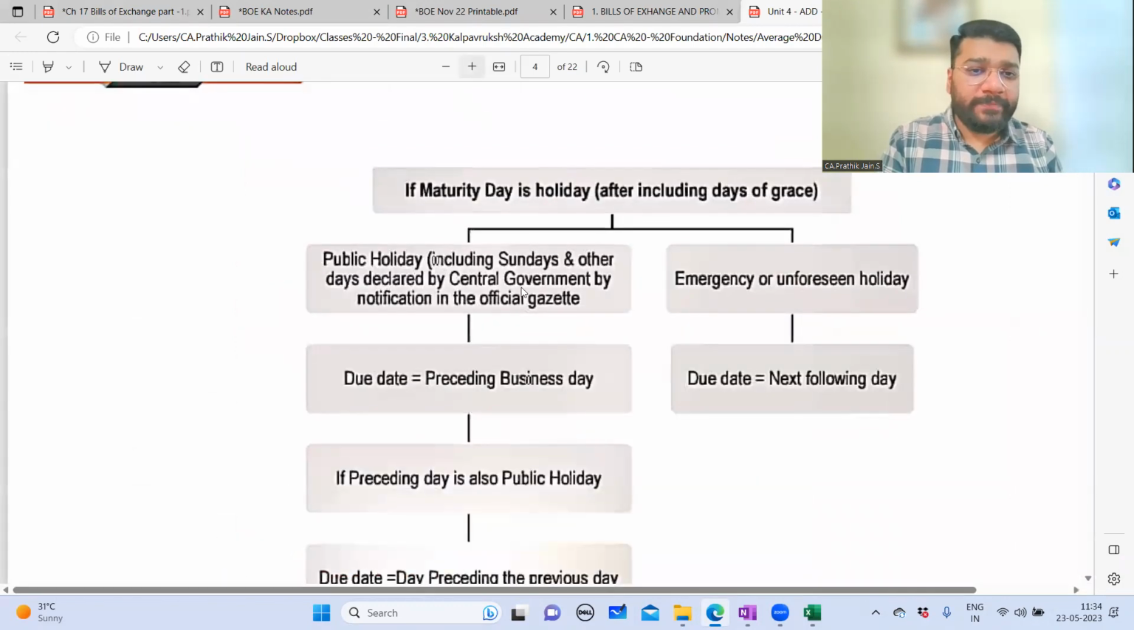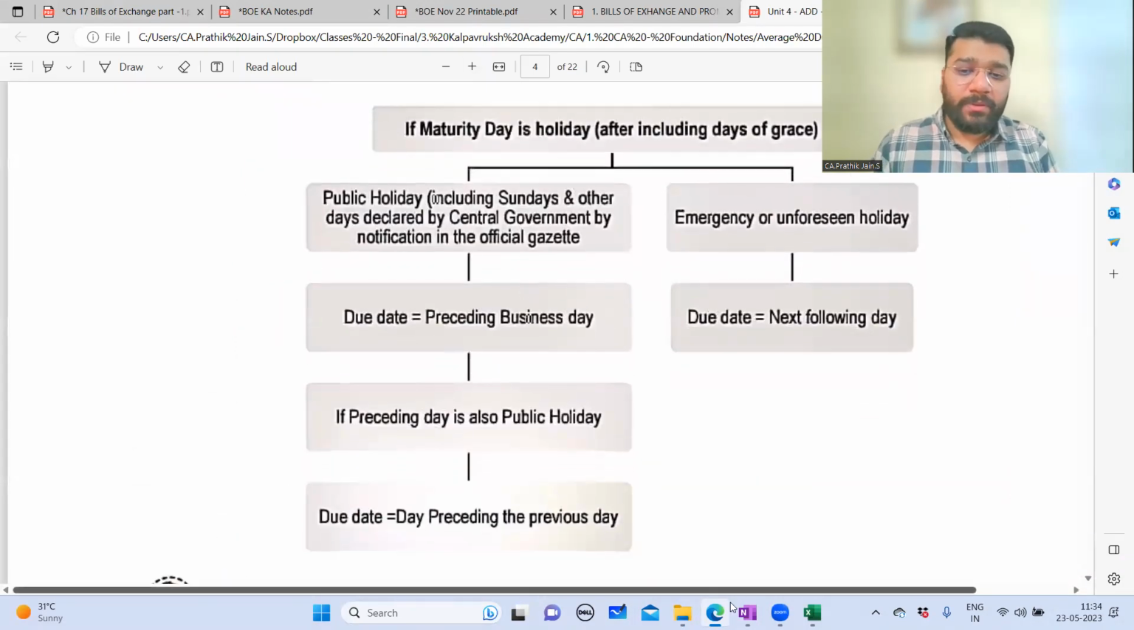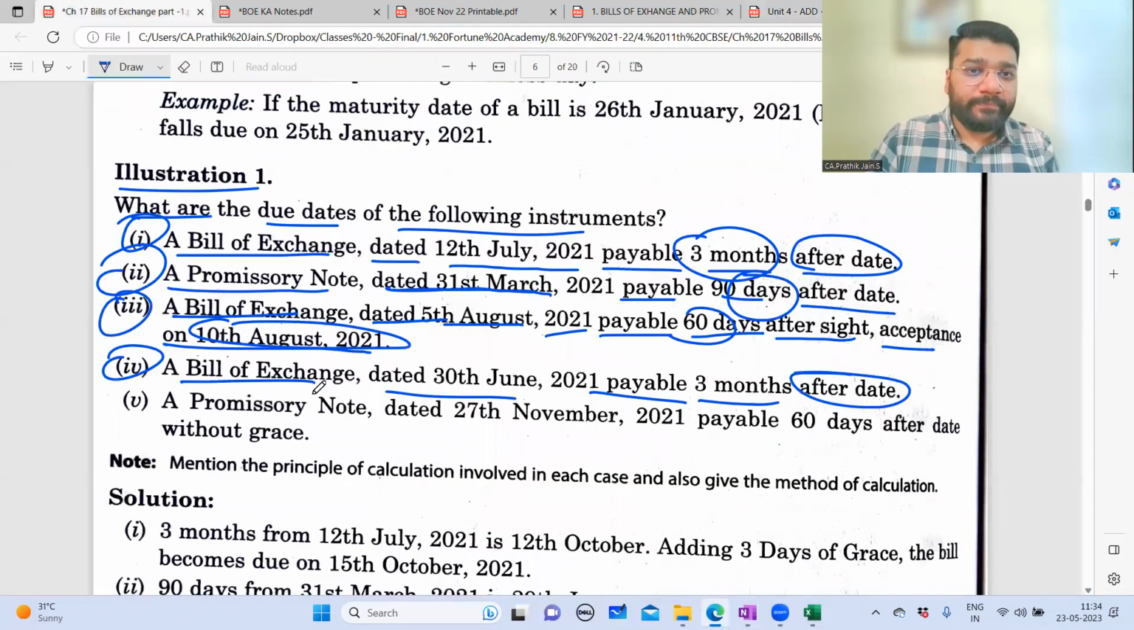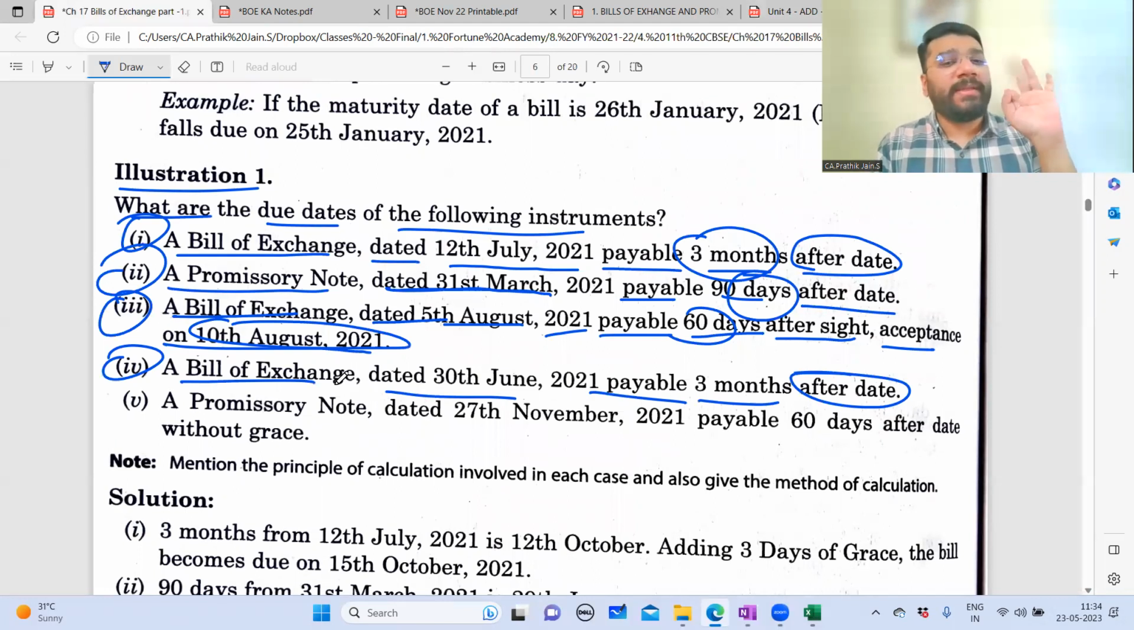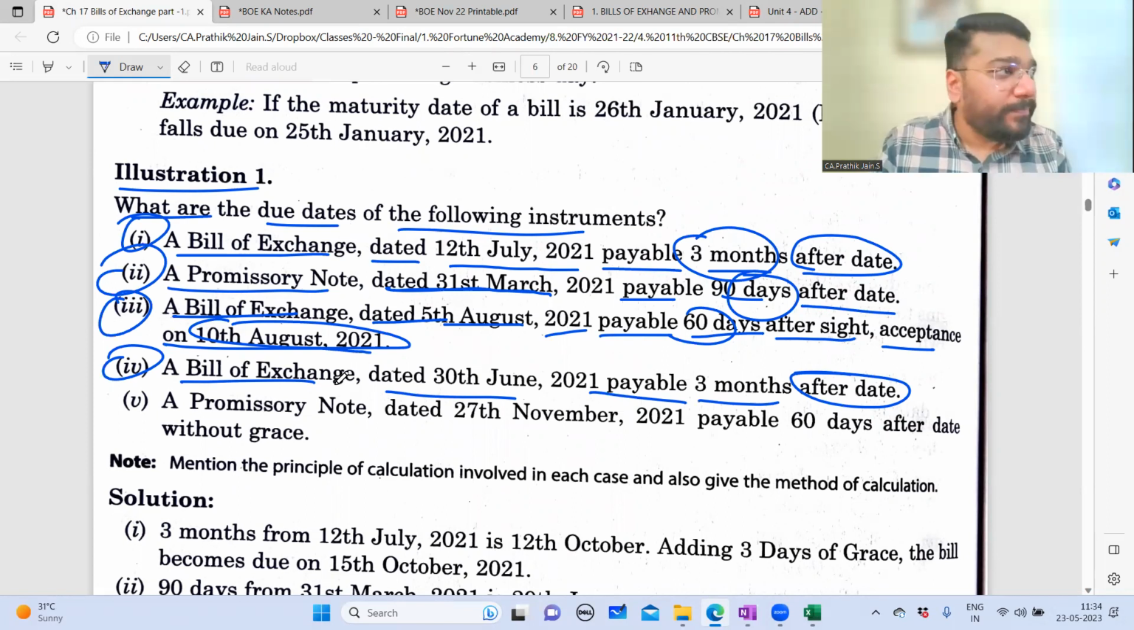Done? What is it? Online people? Hello? October 3, sir. October 3. 30 June. So July, August, September. 30th September plus 3 days of grace. So the next day after 30th September is 1st October, 2nd October, 3rd October. So 3rd October is the due date.